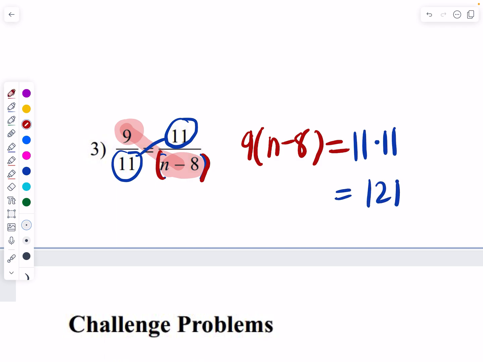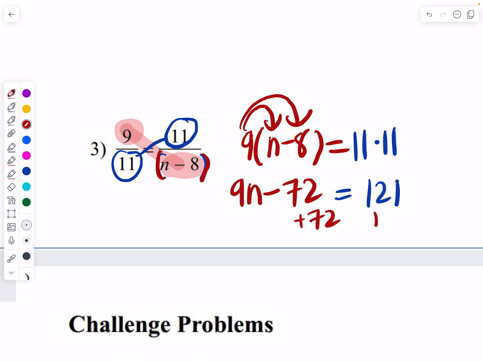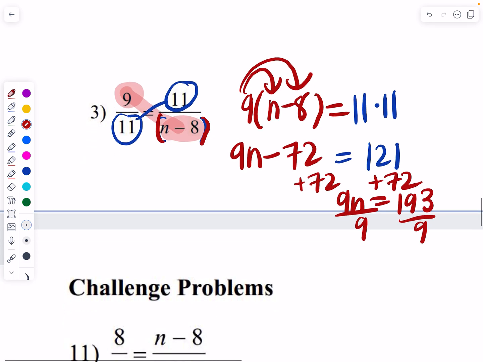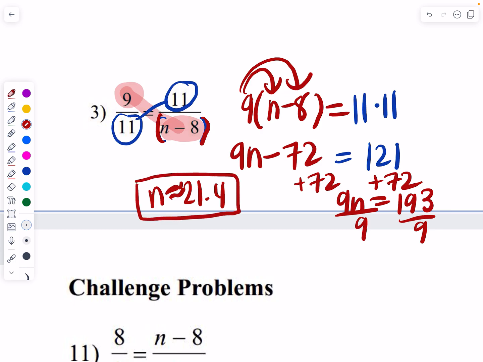That is going to be equal to, when we distribute the 9 to the n and to the negative 8, 9n minus 9 times 8, which is going to give me 72. And we add 72 to both sides. We get 121 plus 72 equals 193. And then I divide by 9 on both sides. Let's see what we get when we do 193 divided by 9. That is going to give me for n 21.4 repeating, so about 21.4.